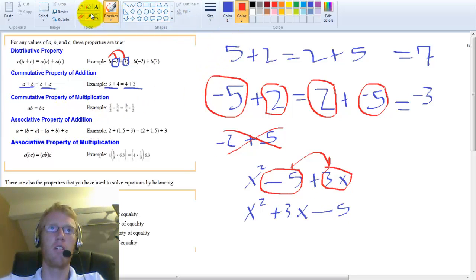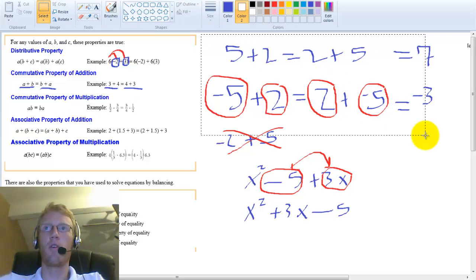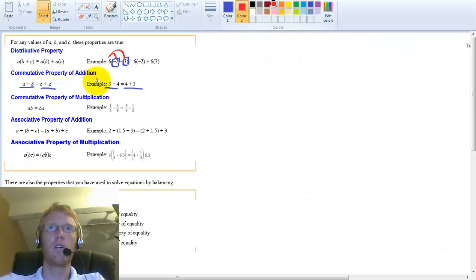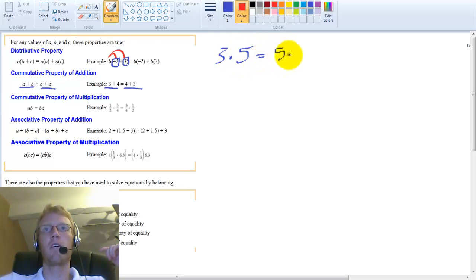All right, the next one, commutative property of multiplication. So just like commutative property of addition, you can multiply two things in any order, and it does not change the result. So a times b is equal to b times a. That's really, really useful. And we're going to do a couple examples here. So 3 times 5. Let's just look at some numbers. That's the same as 5 times 3, which is equal to 15.